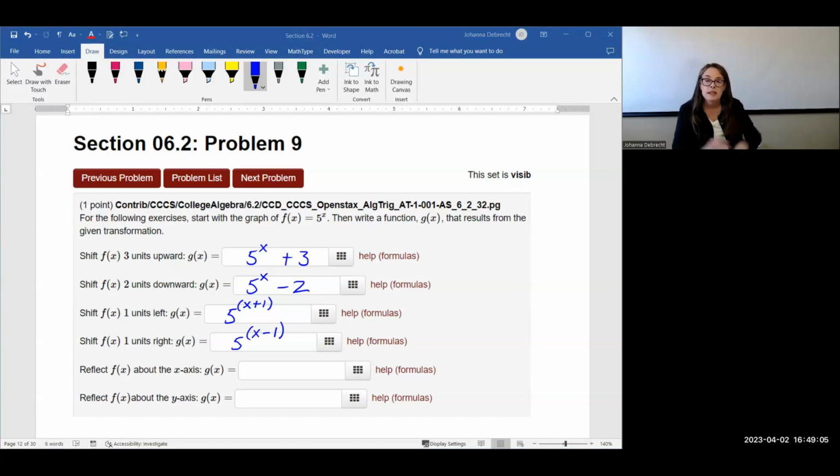Now I want to reflect about the x-axis. So that reflects from positive y's to negative y's. Starting from the parent, I just multiply by negative 1. Now remember, this means that if you put the negative in front of 5 to the x, all y values will be negative. Now to reflect about the y-axis, it would be a horizontal reflection, which means that I have to change the sign on the x. Starting with the original 5 to the x, this becomes 5 to the negative x.